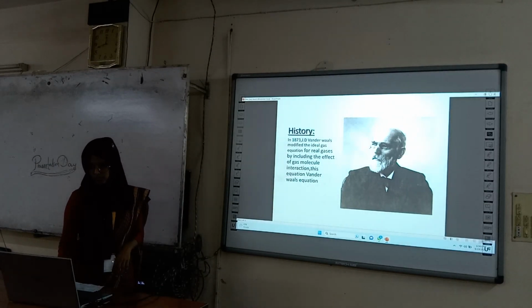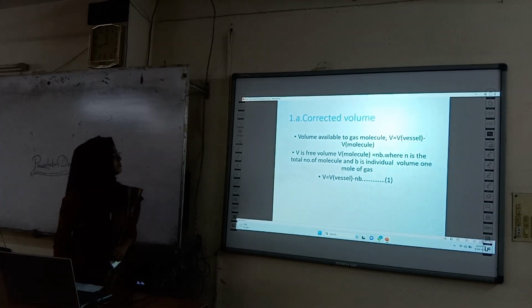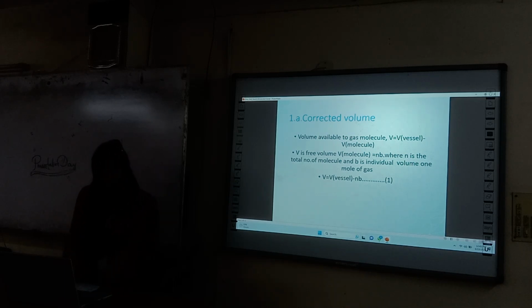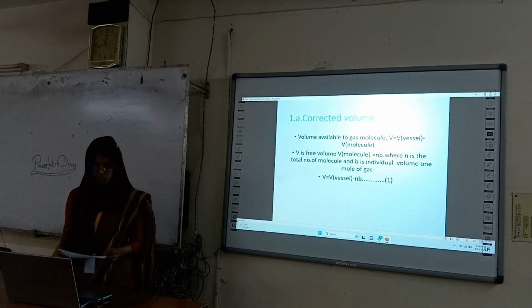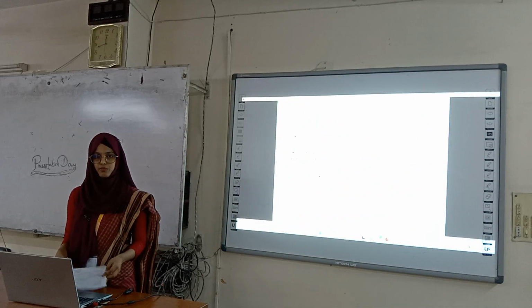Let's see the next content, corrected volume in Van der Waals equations. When a gas is compressed, molecules are pushed closer. Repulsive forces operate between them. Further increase in pressure is resisted by the molecules themselves because molecules have definite volume.